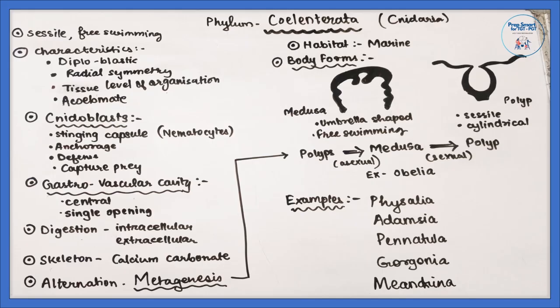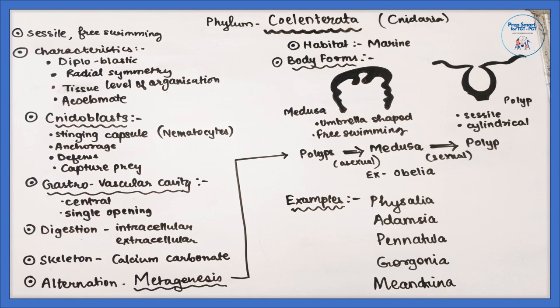So the next phylum is Coelenterata, also known as Cnidaria. The individuals of this phylum are sessile or free-living. The habitat for them is marine. Characteristics are diploblastic, radial symmetry, tissue level of organization, and they are acoelomate. Coelenterates are the animals bearing a special body cavity called coelenteron or gastrovascular cavity. This is central in nature and it has a single opening.